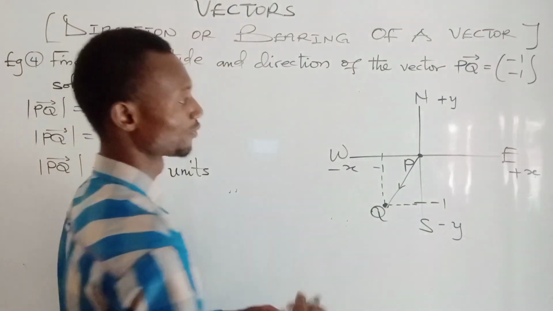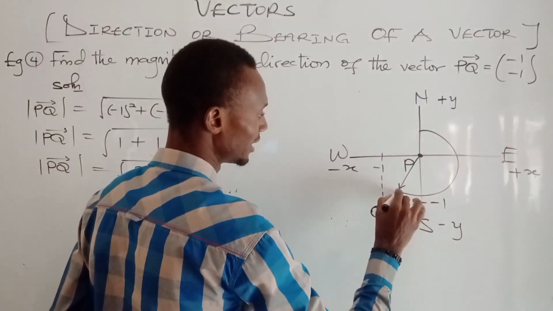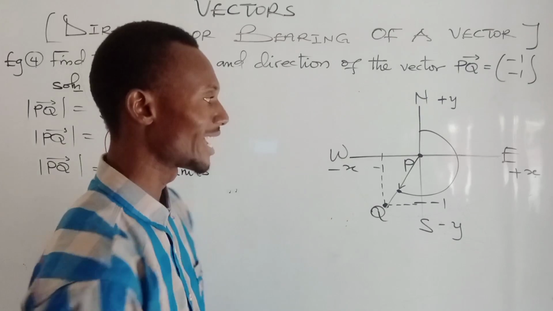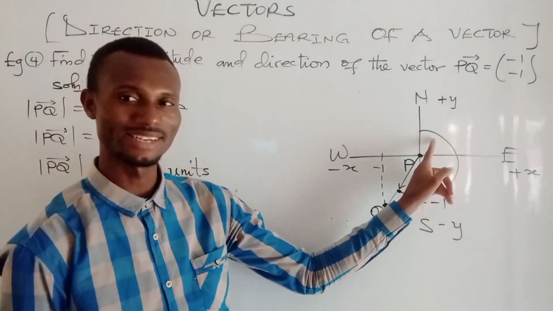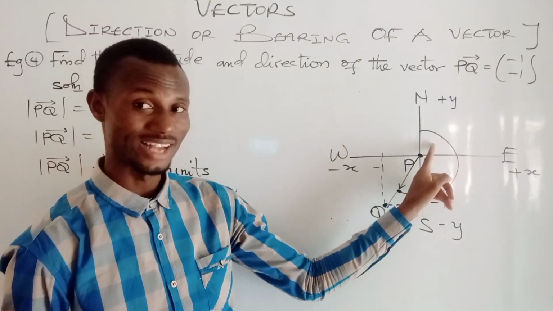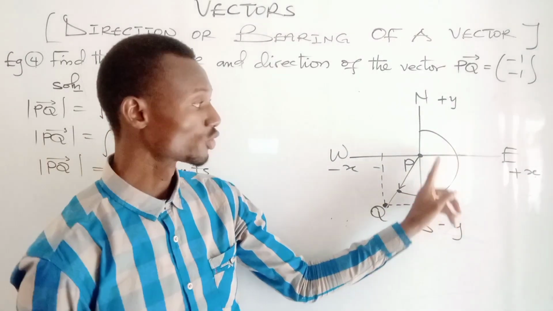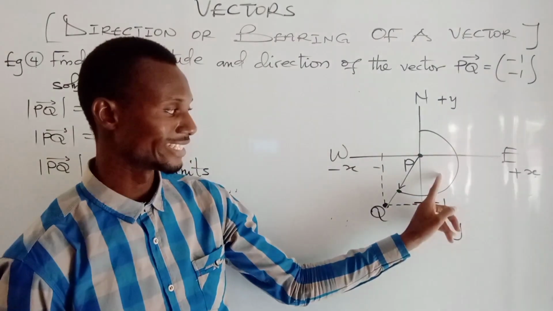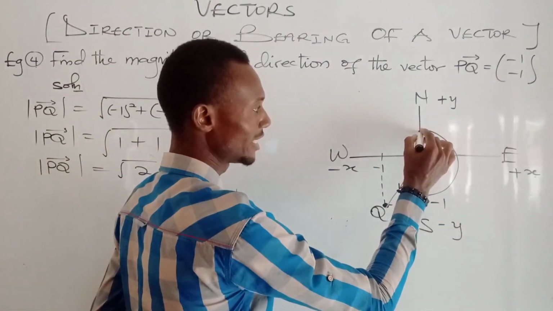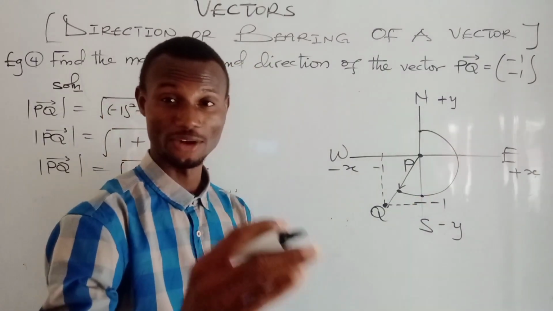So now we are going to read from the north till we end on the vector PQ. We know that this quadrant is 90 degrees. Please follow, it's not difficult. We know that this quadrant is 90 degrees. We know that this quadrant is also 90 degrees. So the 90 here plus the 90 here gives us 180, meaning that from the north here up to this point here is 180 degrees. I hope you can agree with me.